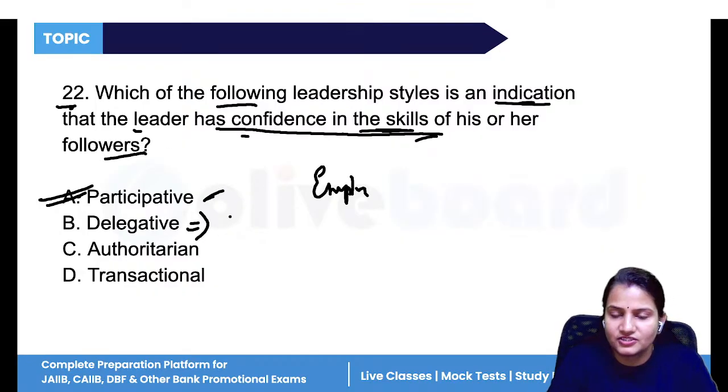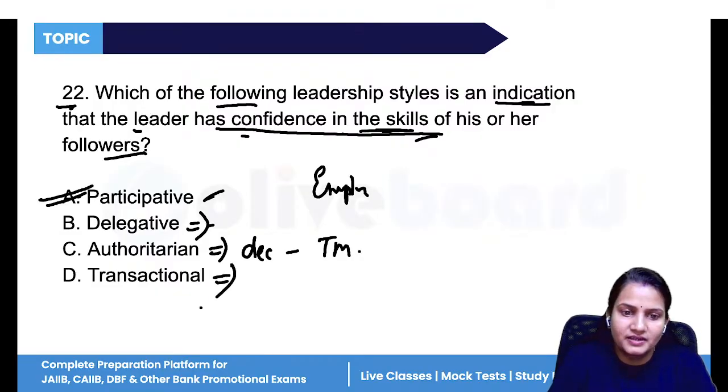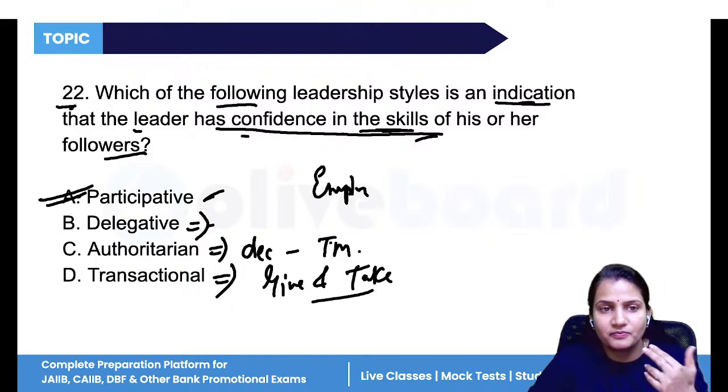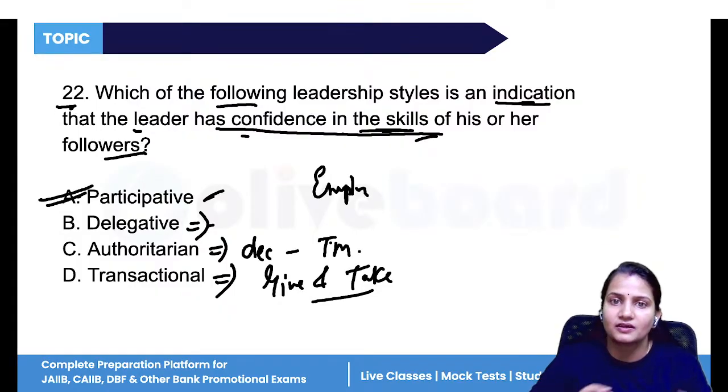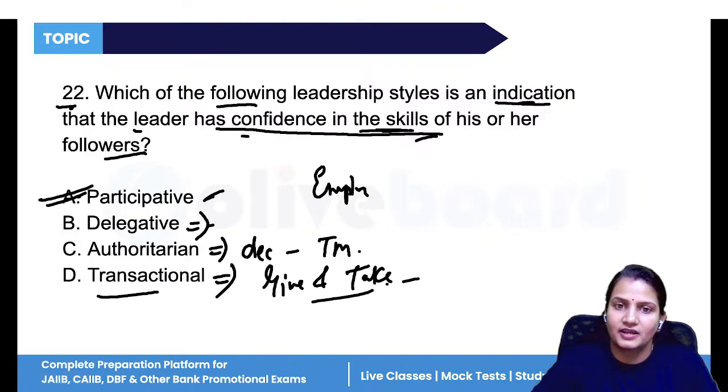Delegative is what? When decision making power is given to you. Authoritarian is when decision making power is taken by the top manager. And transactional means it is a give and take policy. Like if you bring profits in my company, then I will give you the reward. If you bring no profit in the company, if you do your work not in time, if you do not complete your task in time, if you do not achieve your deadlines, then I will give you punishment. So it is just like a give and take policy.